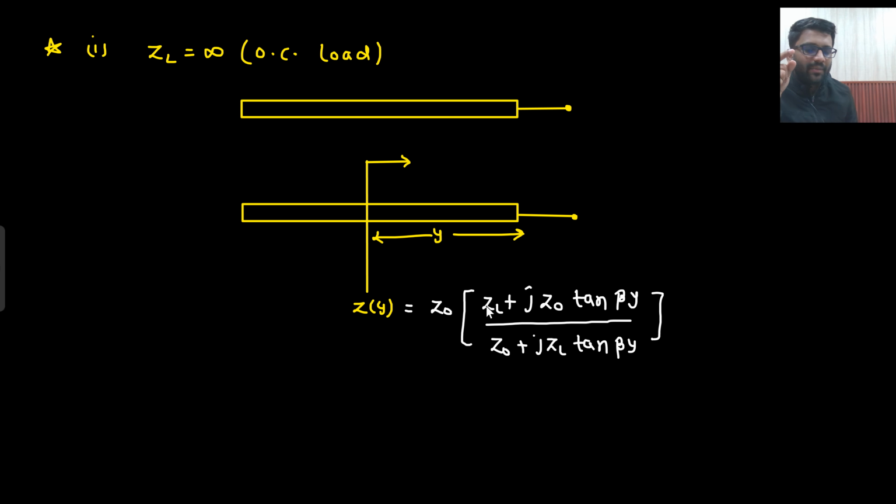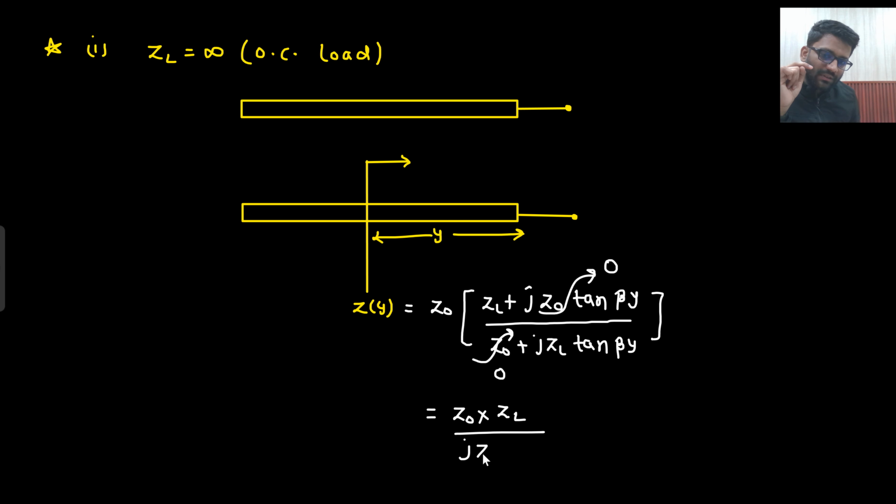ZL is infinity. That means this load is very large, so I can ignore this term. If ZL is infinity, then this term can go to 0. And if ZL is infinity, that means this term is very large, so the other term can go to 0. Right? So what am I left with? Z0 into ZL upon J ZL tan beta Y. ZL gets cancelled. So what are we getting? I should not write ZY, I am writing Z open circuit Y. Z open circuit Y we are getting as minus J Z0 cot beta Y.